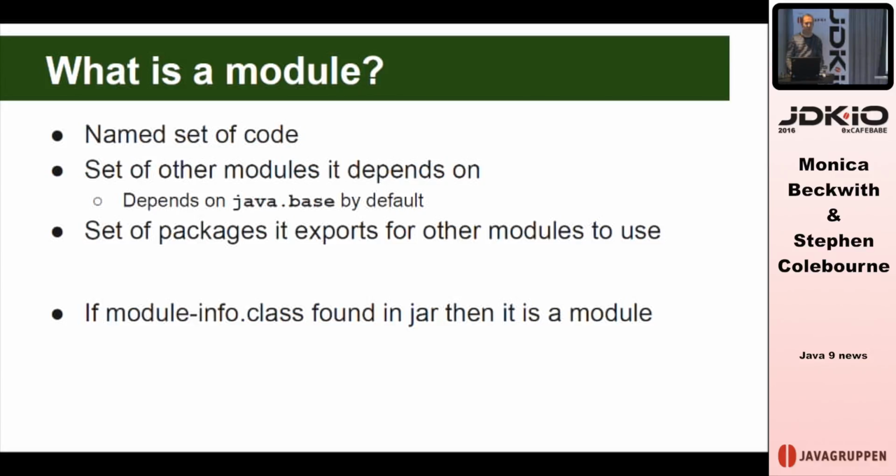And because it's a .java file, it gets compiled to a .class file. When the system is loading stuff, it basically says, if the jar file contains module-info.class, then it is a module. And if module-info.class is not there, then it is not a module. Fairly simple.